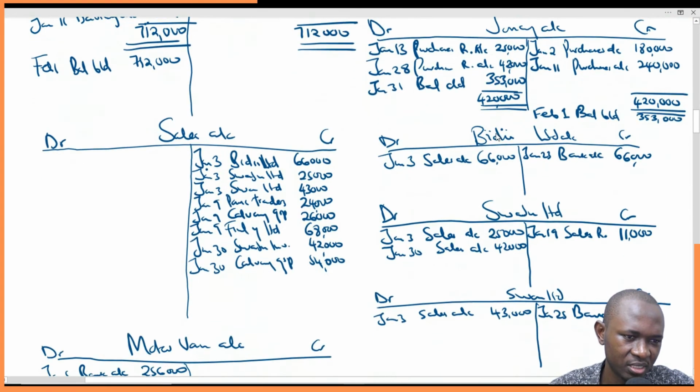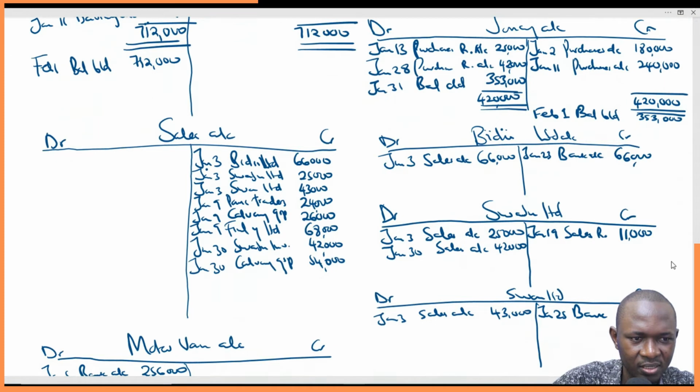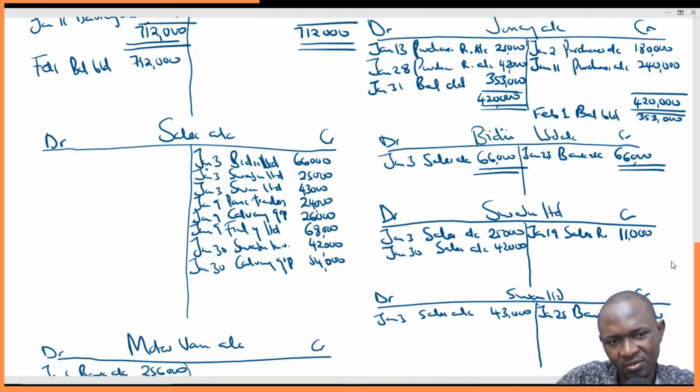So that's complete. Then we have this other one, BD Limited. You can see 66,000 and 66,000. So this one is balancing. Just leave it like that. It's balancing. So we are done with that.